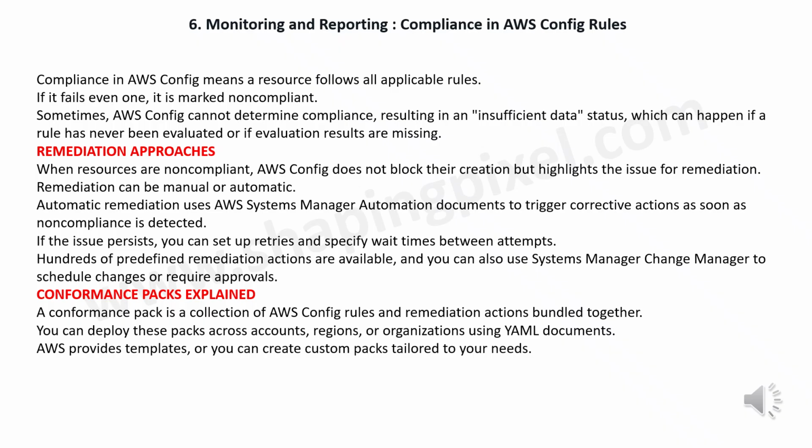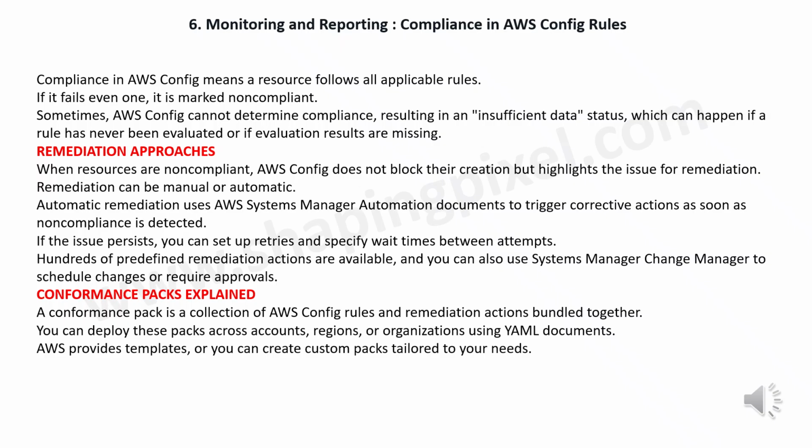AWS Config gives you visibility into your cloud resources by tracking their configurations and evaluating them against defined rules. Compliance in AWS Config means a resource follows all applicable rules. If it fails even one, it is marked non-compliant. Sometimes, AWS Config cannot determine compliance, resulting in an insufficient data status, which can happen if a rule has never been evaluated or if evaluation results are missing. When resources are non-compliant, AWS Config does not block their creation, but highlights the issue for remediation.